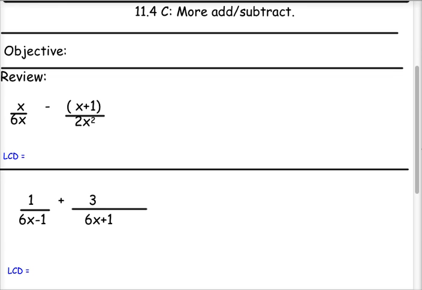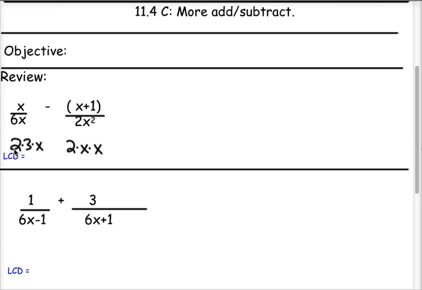Before we dive into the new material, let's review what we've done so far. What we've been working on so far is when we're just dividing by simple monomials. I write down, so that's 6x is really 2 times 3 times x. That 2x squared is really 2 times x times x.